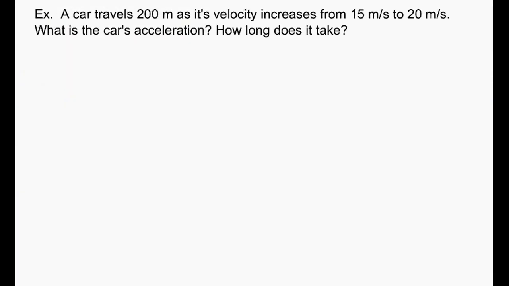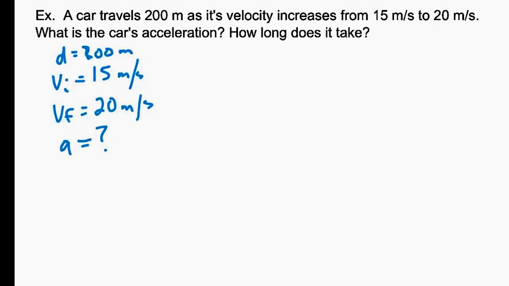So the first example I have is we have a car traveling at 200 meters, so it covers 200 meter distance. So it's a good idea to sort of make a little list. So we have 200 meters for distance. We have an initial velocity of 15, so it says it increases from 15 to 20. So our initial velocity is 15. Our final velocity is 20. And the question is saying, what is the car's acceleration?